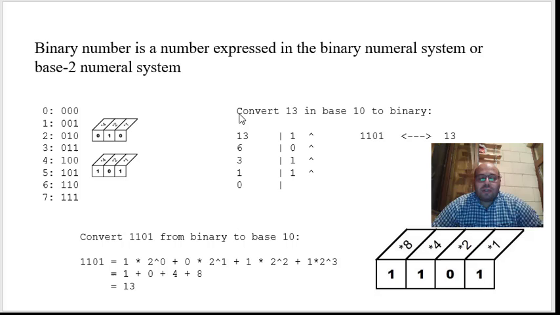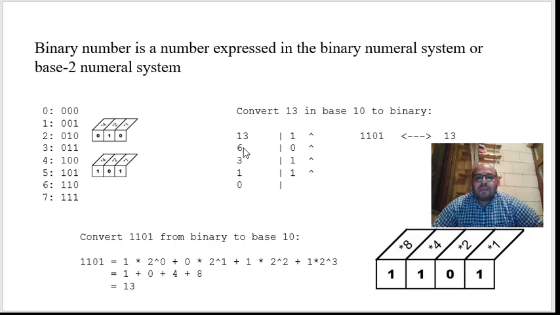Now I will show you how to convert a number from base 10 to binary. For example, if I want to convert 13 in base 10 to binary, it's very simple. Just divide 13 by 2, and we write the quotient, which is 6, beneath the 13, as you can see, and the remainder goes at the first of this column.